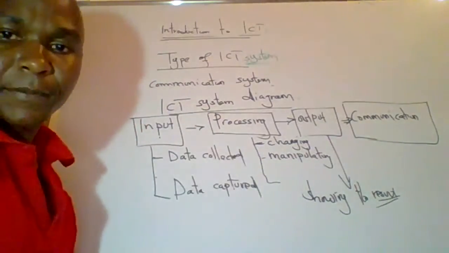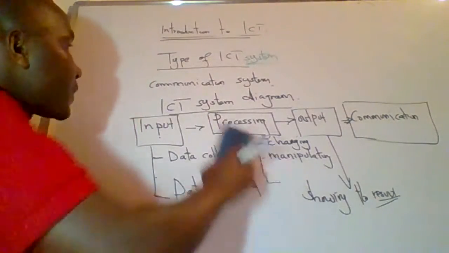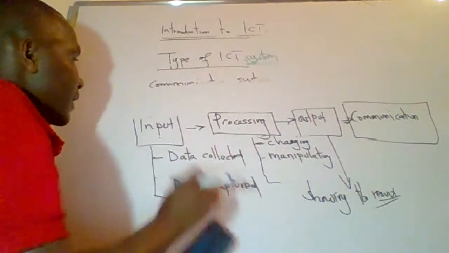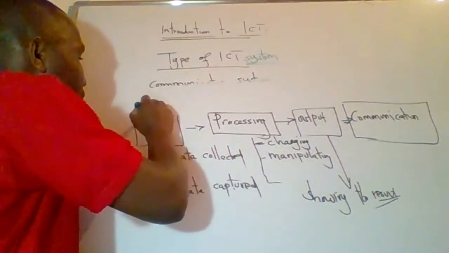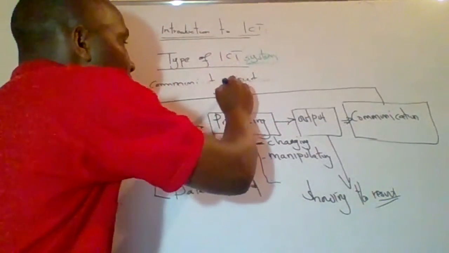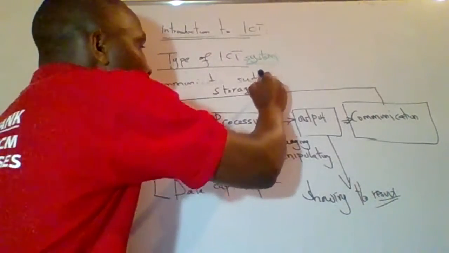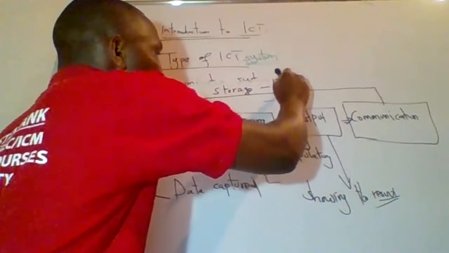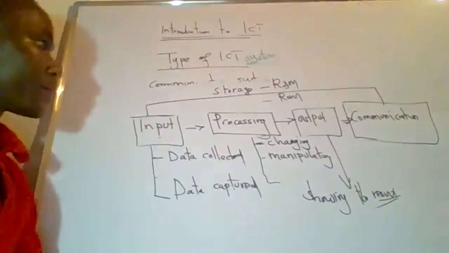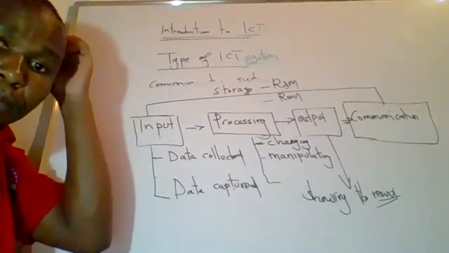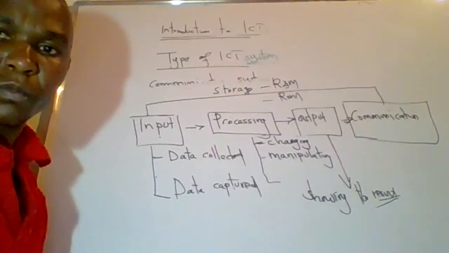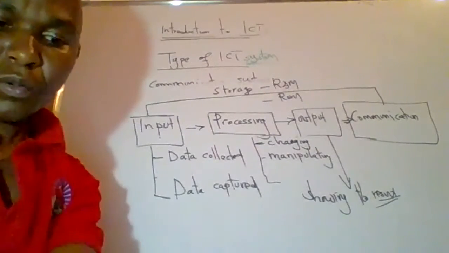Hapa nje ndio utapata kuna nini? Kuna storage. So hii process yangu yote vile nimechoria hapo, hapa juu utaniandikia kuna nini? Storage. So kwa hii storage kuna nini? Kuna RAM na ROM.